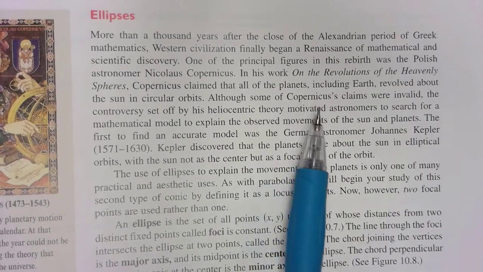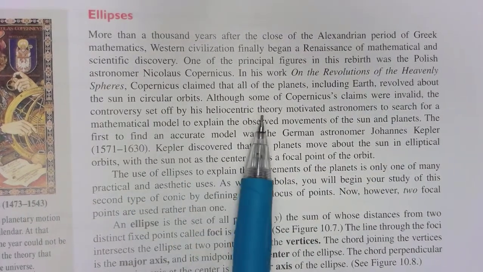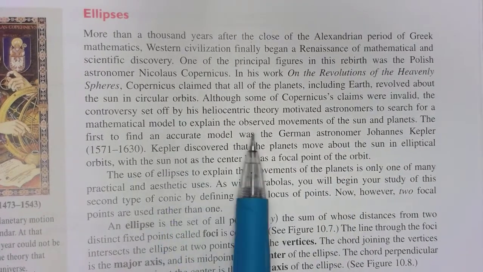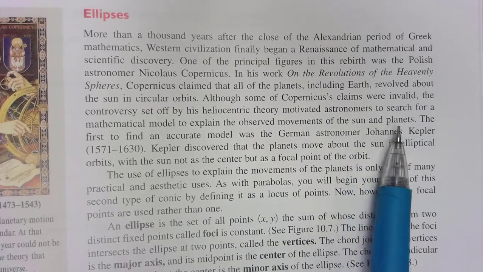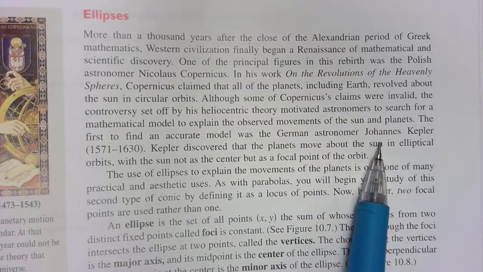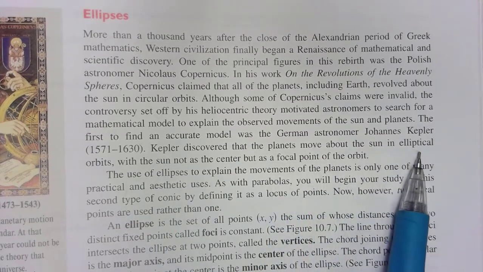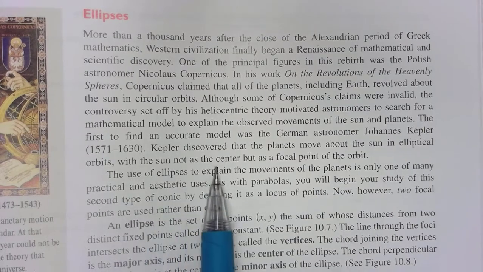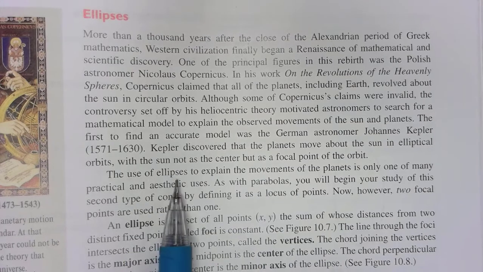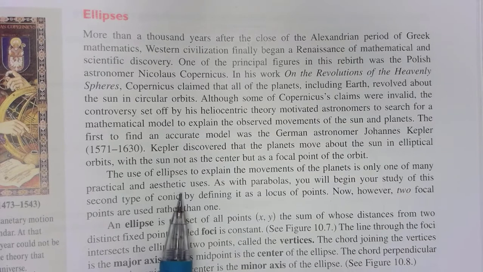Although some of Copernicus's claims were invalid, the controversy set off by his heliocentric theory motivated astronomers to search for a mathematical model to explain the observed movements of the sun and planets. The first to find an accurate model was the German astronomer Johann Kepler. He discovered that the planets moved about the sun in elliptical orbits, with the sun not as the center, but as a focal point of the orbit. The use of ellipses to explain the movements of planets is only one of the many practical and aesthetic uses.